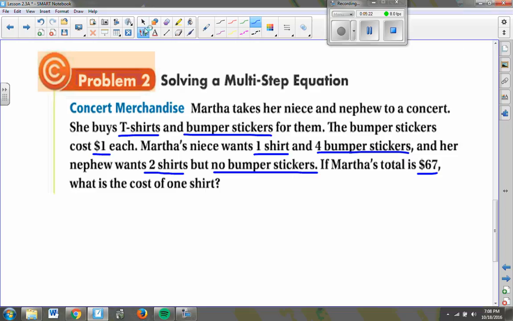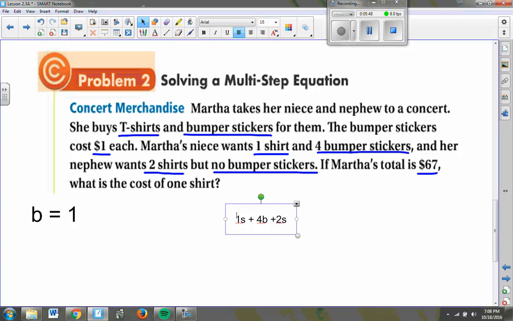Okay? So here's what I know right now. Right now I know that bumper stickers cost $1 each. Now if I think about her total for what she's buying for her niece and nephew, I think I have 1 shirt, right? 1 S plus 4 bumper stickers plus 2 more shirts for the nephew. And we decided that all of that together has to equal $67. Okay, so I have this equation.